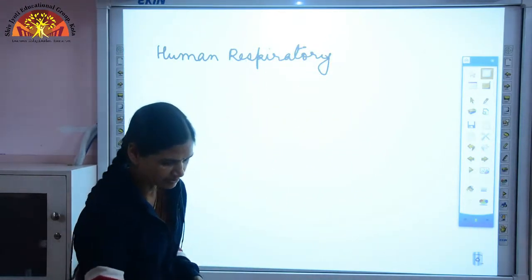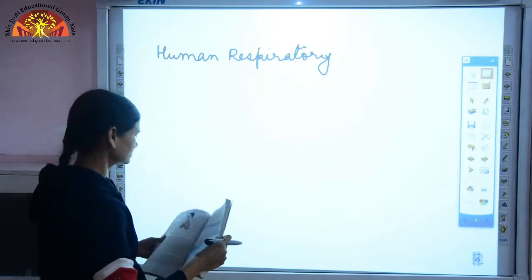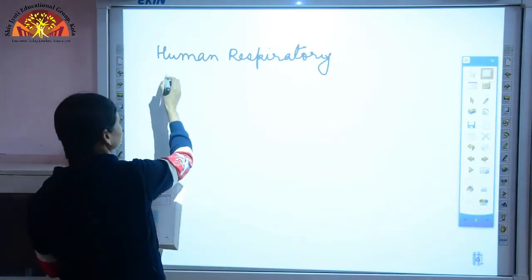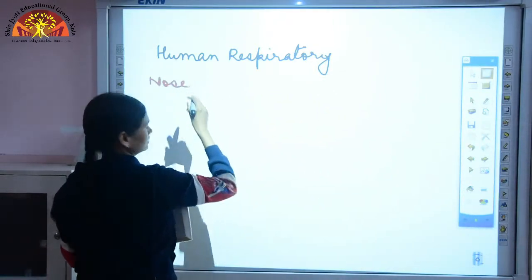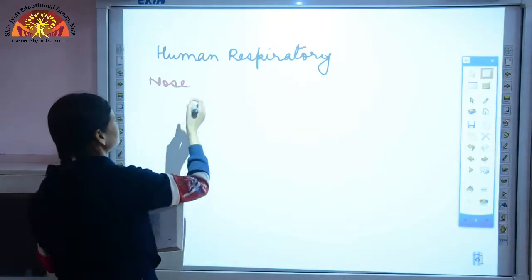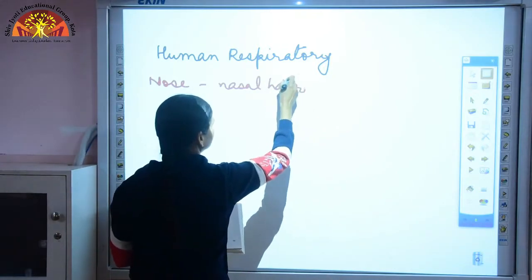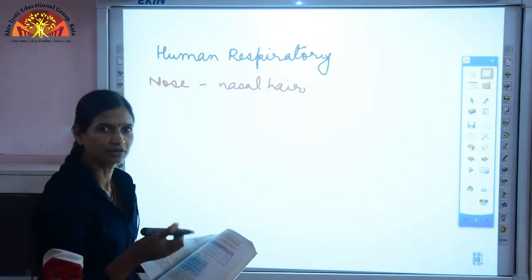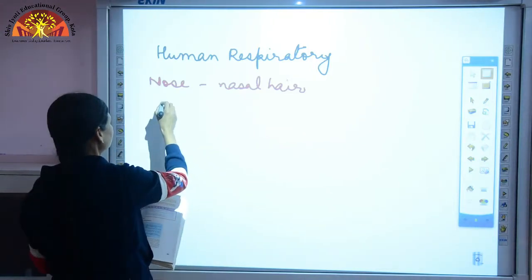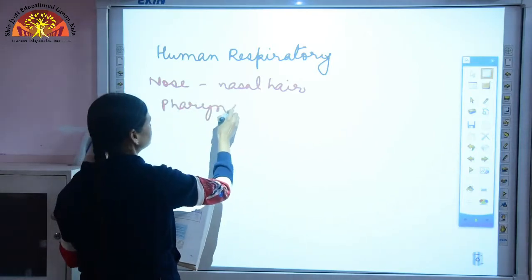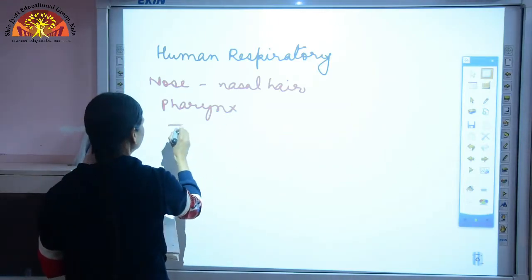You can refer to the diagram given on page number 104, figure 6.9. So in the human respiratory system, we will start with the nose. ठीक है, in the nose air will enter. The nasal tract has nasal hair, which trap the dust and any foreign particles. Then it goes into the pharynx, which is the common passage for food and the wind. Then it enters into the trachea.